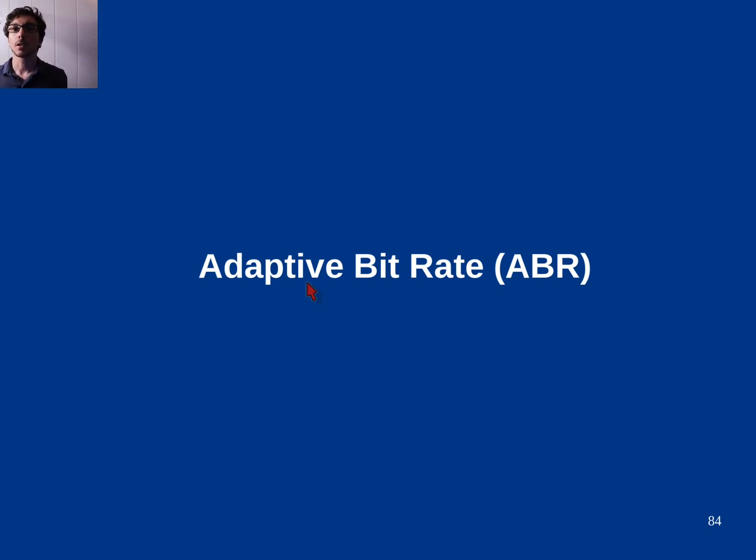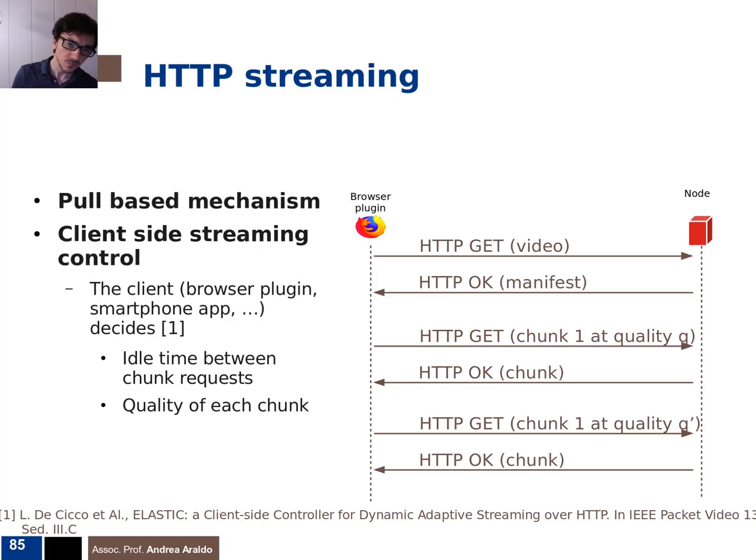Now we have our videos already processed and stored in different representations. Let's now see how users consume this video, how they reproduce it. And we will talk about adaptive bitrate.